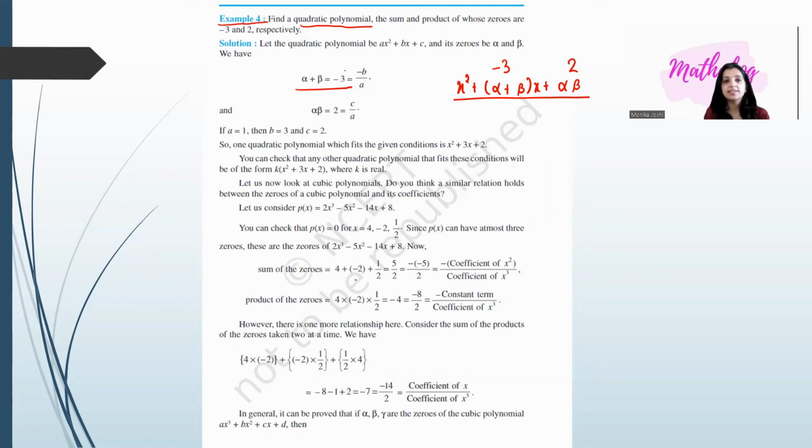So all these concepts we have done for the quadratic equation. For quadratic equations, the number of zeros is 2. That is why we used alpha and beta here. So now we are moving to the cubic equation. For the cubic equation, we are going to use alpha, beta, and because this is a cubic equation, we will have 3 zeros. So there is a third zero, that is called gamma.